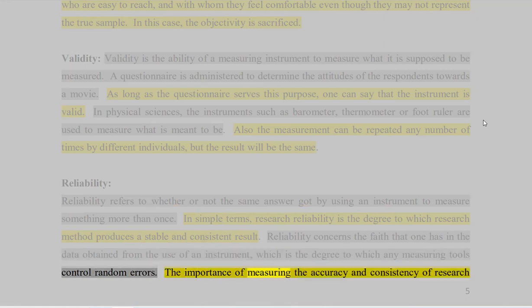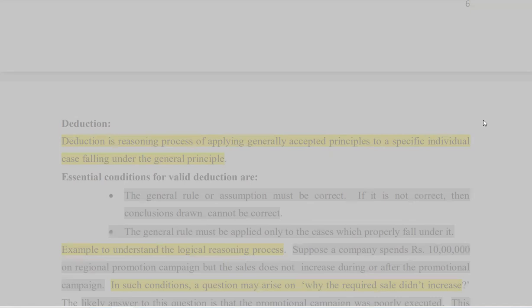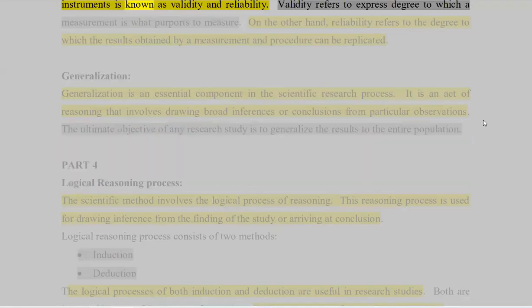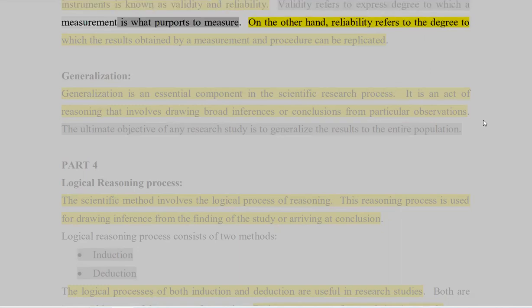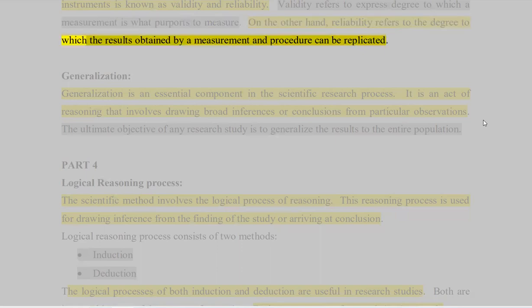The importance of measuring the accuracy and consistency of research instruments is known as validity and reliability. Validity refers to the degree to which a measurement measures what it purports to measure. On the other hand, reliability refers to the degree to which the results obtained by a measurement and procedure can be replicated.